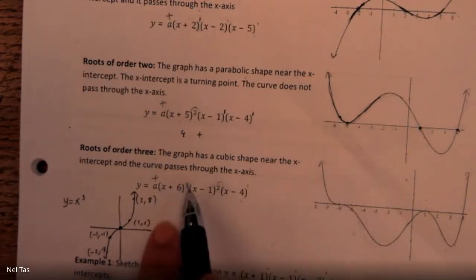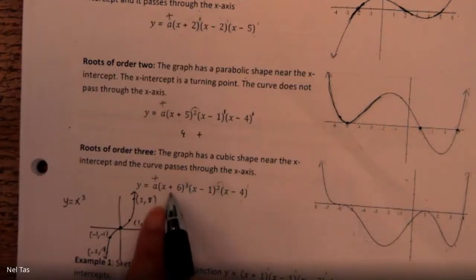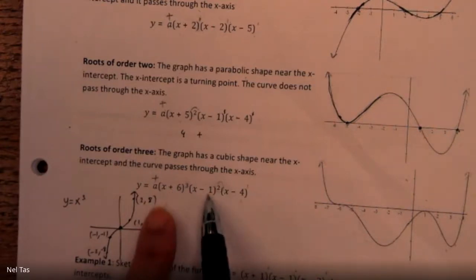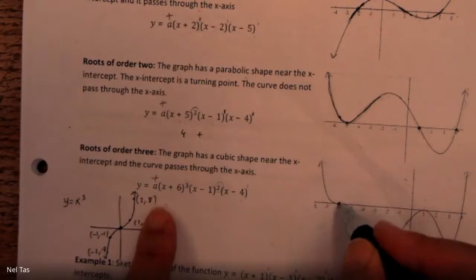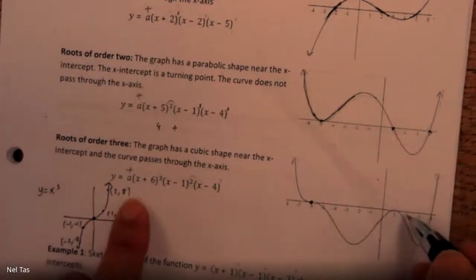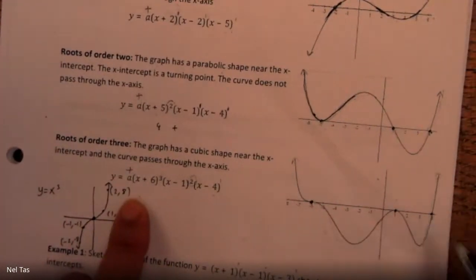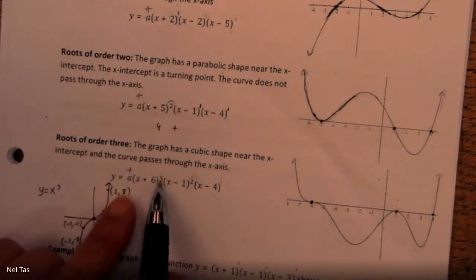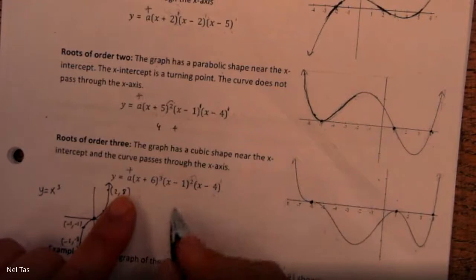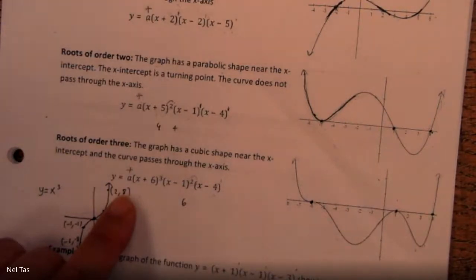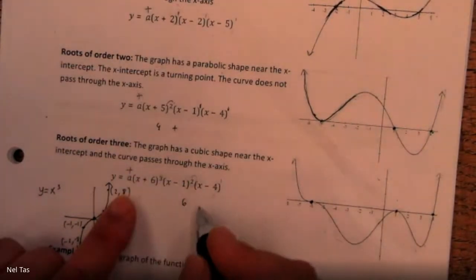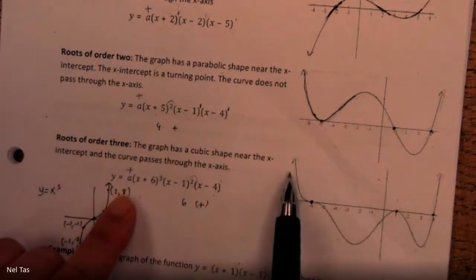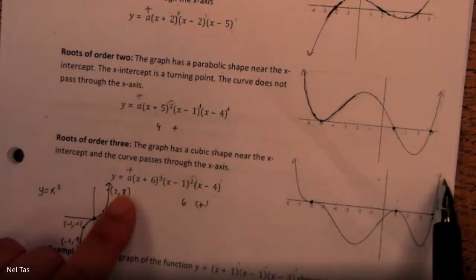In this case, we have x-intercepts at negative 6, 1, and 4. Okay, those are the x-intercepts. Then this degree is 3, 2, 1. In total, this degree is 6. A is positive. Okay. Then you know that you're going to go from quadrant 2 to quadrant 1.